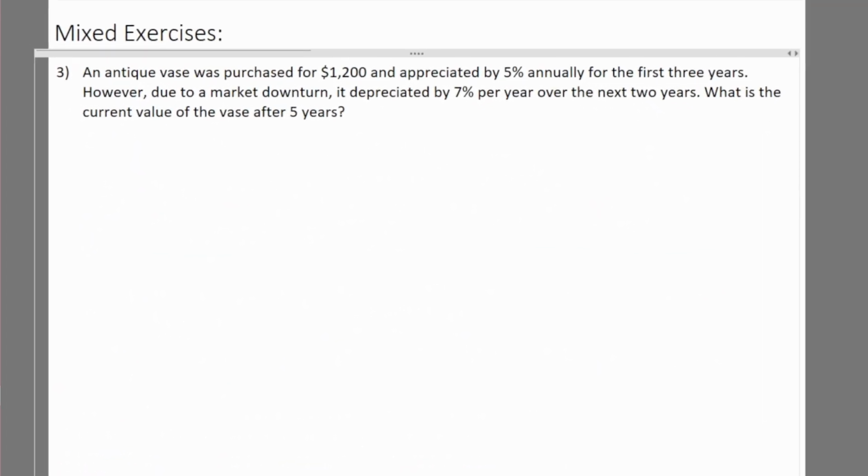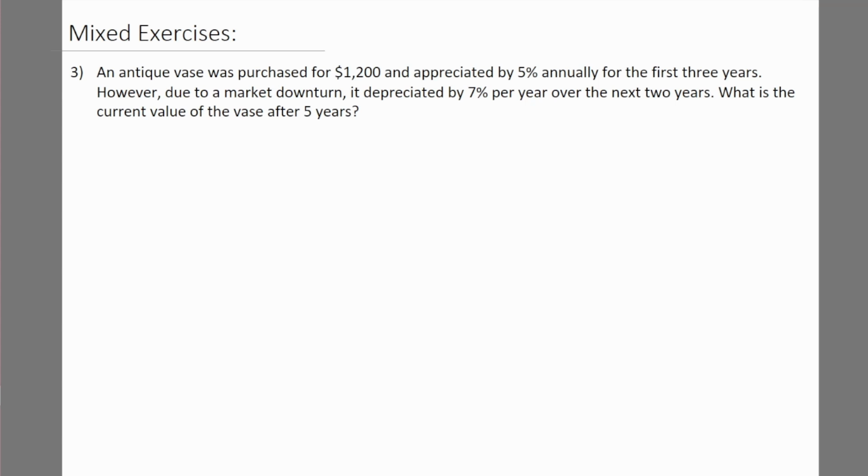Okay, so let's move on to question 3. An antique vase was purchased for $1,200 and appreciated by 5% annually for the first 3 years. However, due to a market downturn, it depreciated by 7% per year over the next 2 years. What is the current value of the vase after 5 years? So this is again another question where you have different rates and you have appreciation and depreciation at the same time.